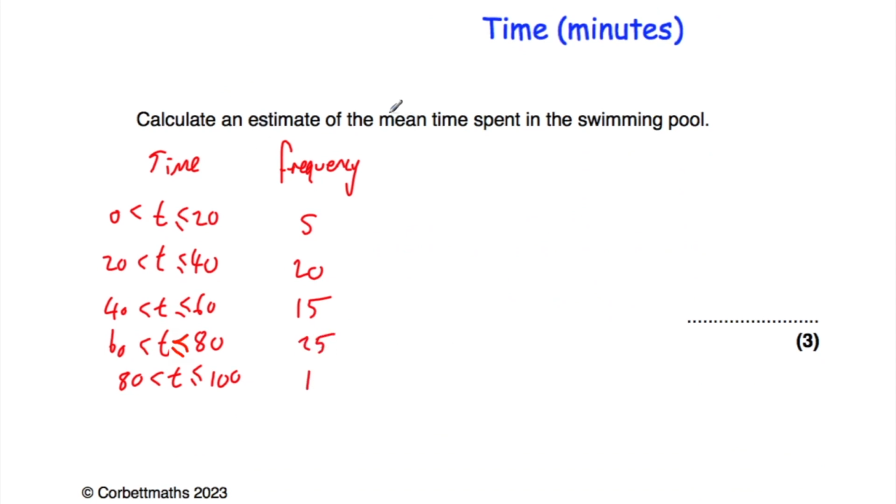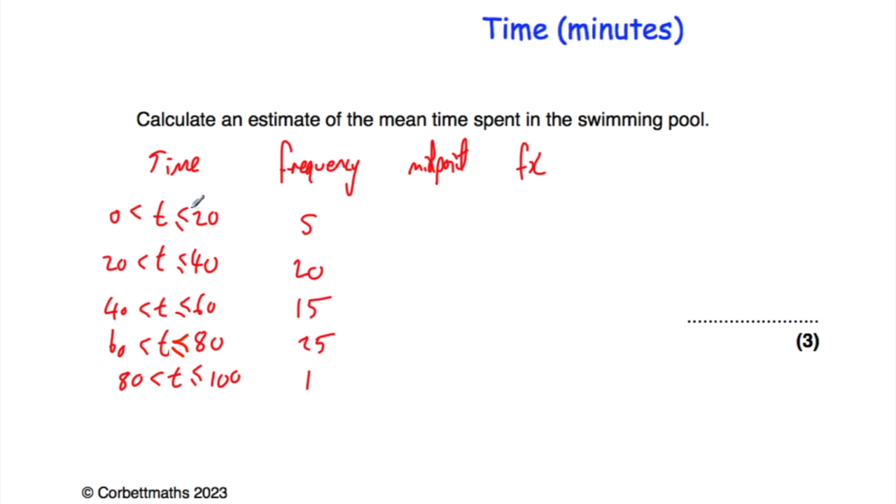Now we're working on an estimate of the mean because remember we don't actually know the amount of time that each person spent in the swimming pool. So what we're going to do is add on two columns, the midpoint and the fx column. So midpoint and fx. Now this time I'm adding on a midpoint column. Previously I just wrote the midpoints beside them, so you don't actually need to write the midpoint column on as long as you write the midpoint somewhere. But I'm going to write the midpoint column down.